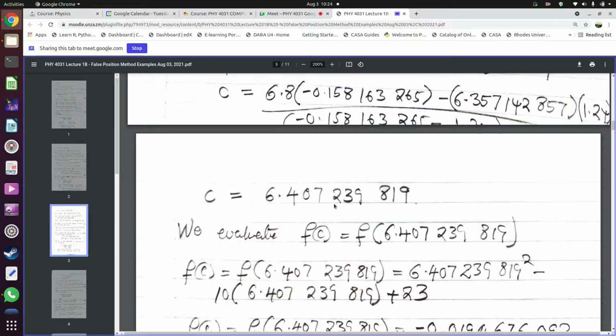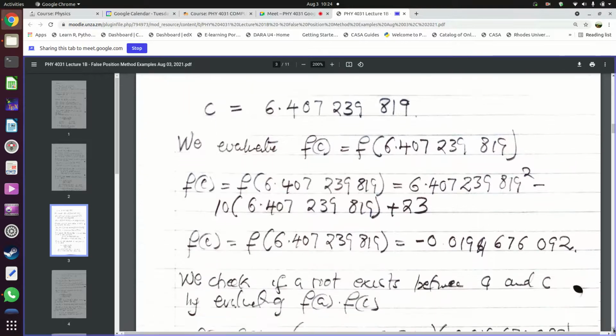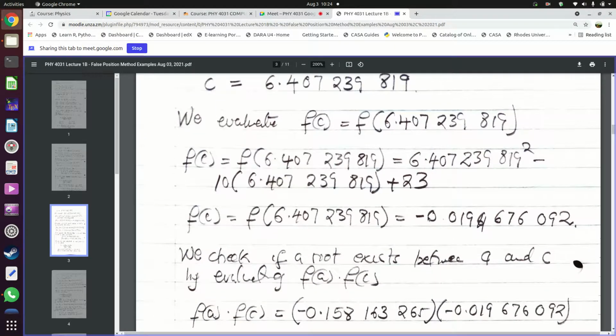How good a solution is this? You evaluate the value of the function at C. So f(C) is 6.407239819 to the power 2, times minus 10 times 6.407239819, plus 23. You end up having the value of the function equal to minus 0.019676092.